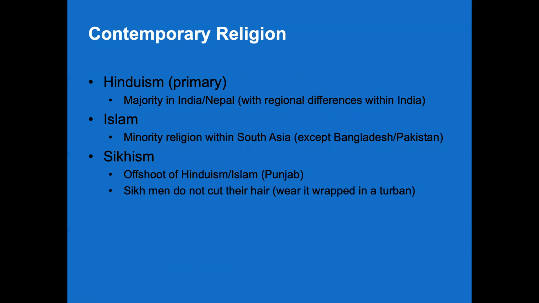Okay, in terms of religion, Hinduism is primary. Islam is a minority religion with smaller Christian subgroups, and Sikhism, which is an offshoot of Hinduism and Islam, primarily located in the Punjab region of India, further west. Okay.